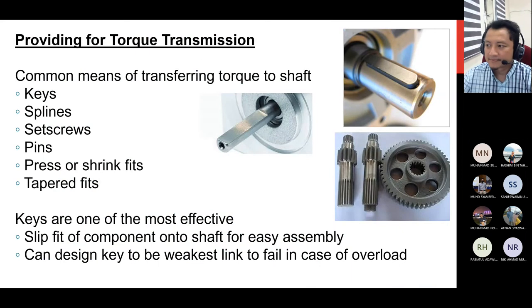So you got shafts, you need to transfer torque to a hub. For example, in this case, ini adalah gear lah.